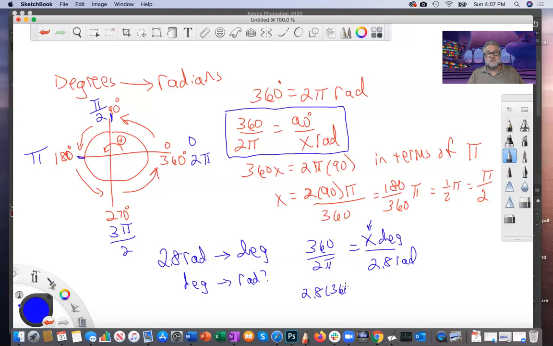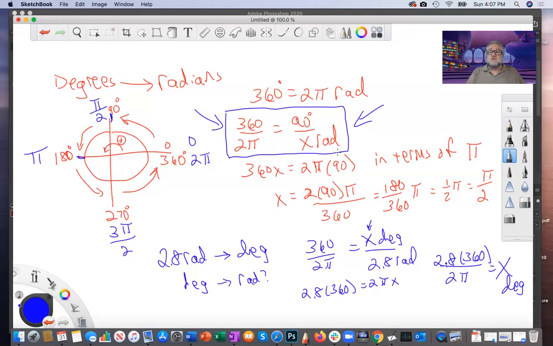2.8 times 360 equals 2 pi x. So in terms of pi, so how are we going to do that? No, not in terms of pi, because it's degrees. Who said that? So divide. So it's going to be 2.8 times 360 over 2 pi. You're just going to crunch this in your calculator, and you're going to get the degrees for this. Okay? So that's doing the conversion from degrees to radians or from radians to degrees.